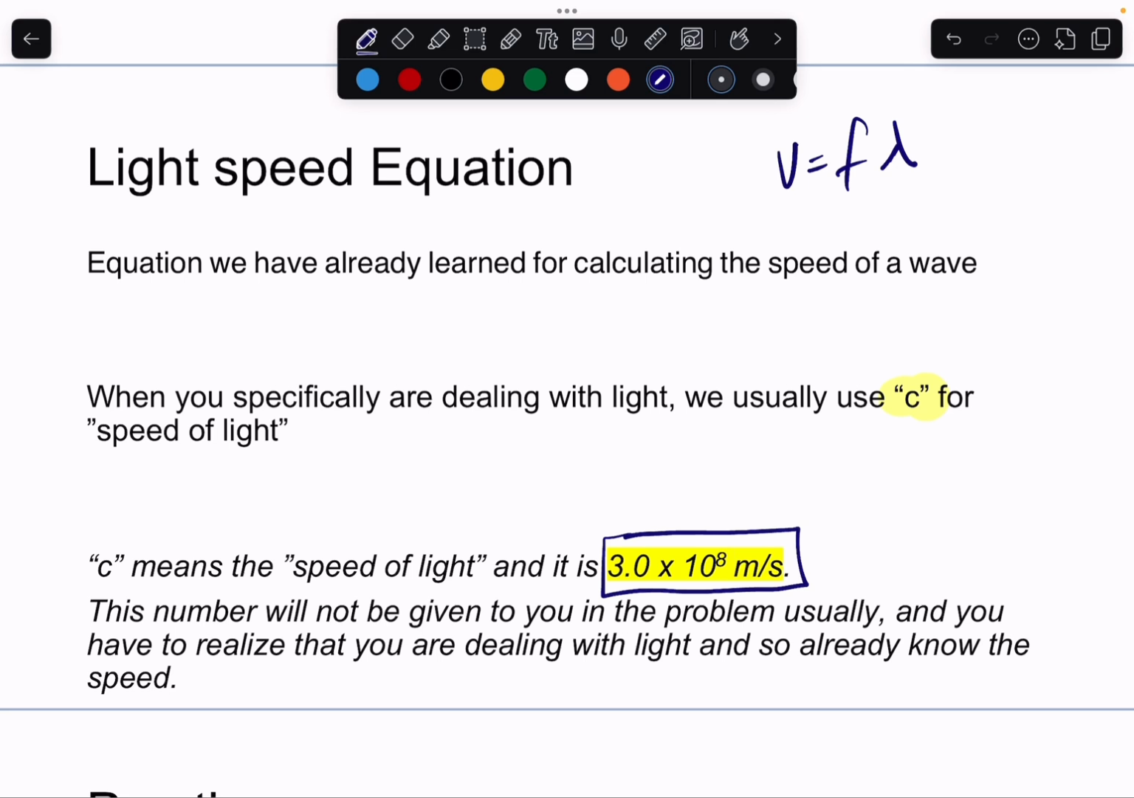So when you're doing light, a lot of times you'll see c is equal to frequency times wavelength as the light speed equation. And for those of you who pay more attention, frequency is often used with the Greek letter nu, which looks like a V. So c is equal to nu times wavelength. It looks like V times wavelength. I don't write it that way, but if you see that somewhere, this is just nu is the same thing as f.